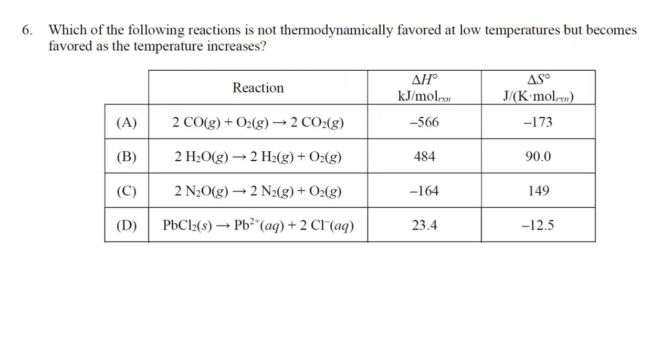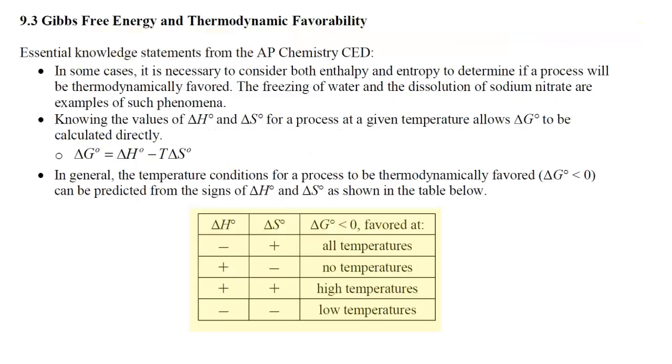Now let's take a look at question 6. In question 6, we are given 4 different chemical reactions, and we are also given both the value of delta H and the value of delta S for each one of these reactions. And the question says, which of the following reactions is not thermodynamically favored at low temperatures, but becomes favored as the temperature increases. So this question also falls under topic 9.3, Gibbs free energy and thermodynamic favorability.